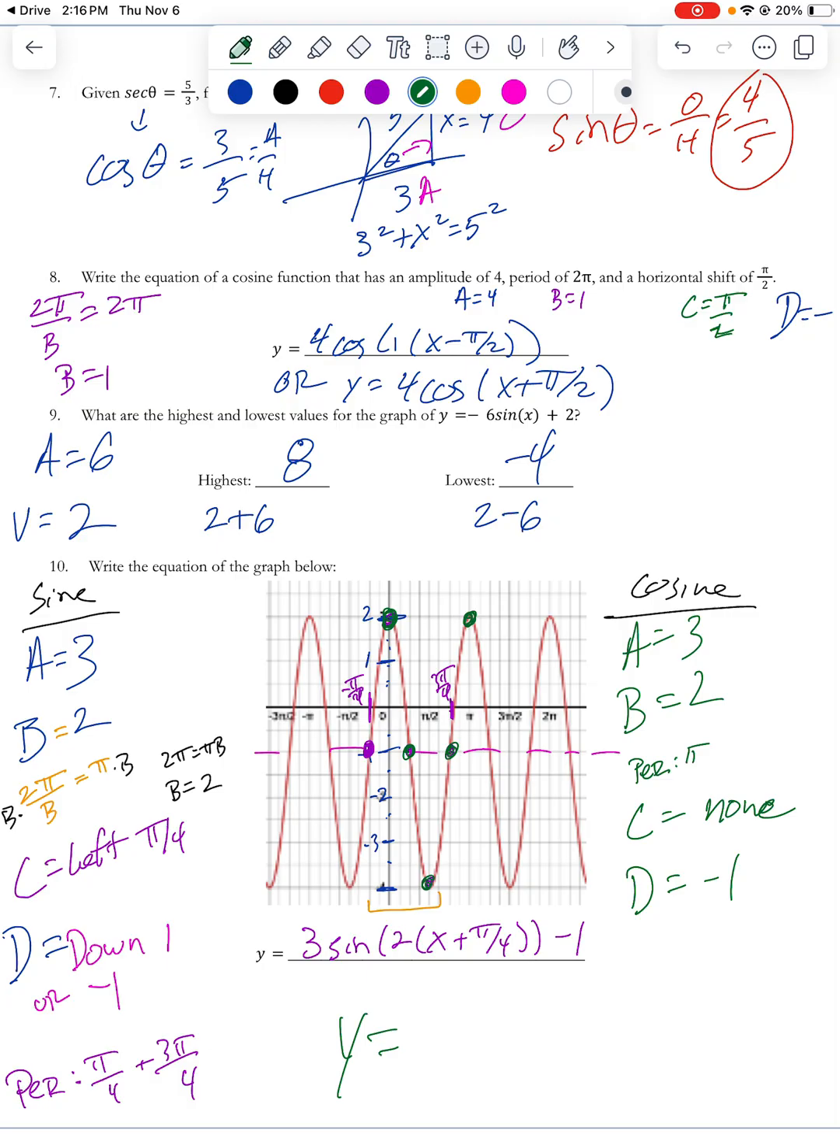So I think cosine in this case would be easier because there is not a horizontal or phase shift. You would just write that. You may use double parentheses if you want. You don't have to, but I would just write that. You could do a negative sine or a negative cosine as well, all right? But if you did a negative cosine, your c would be left pi over 2. Your phase shift would just be different, okay? That's it. Let me know if you have any questions.